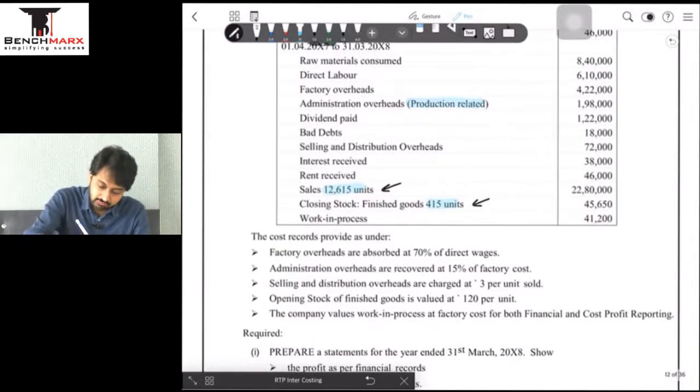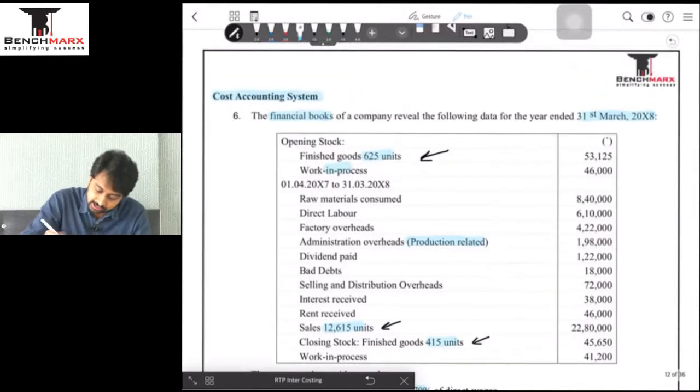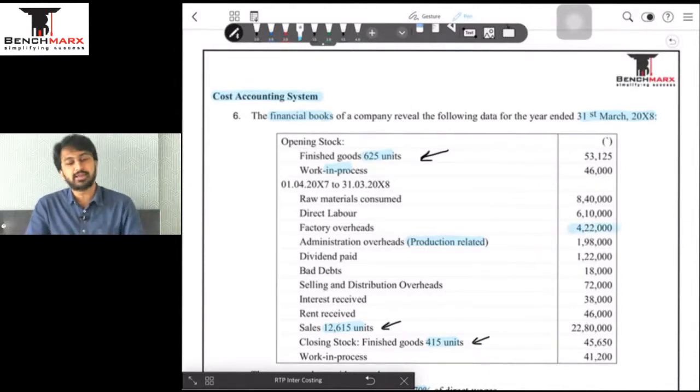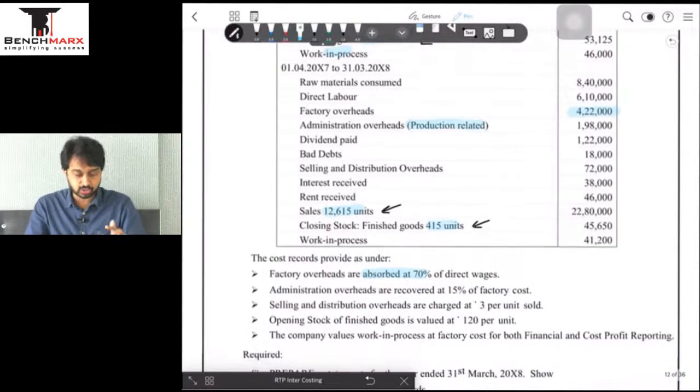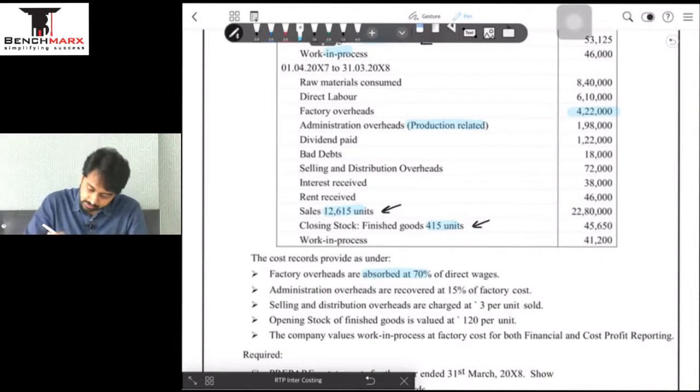The cost records give us the following details. Overheads are absorbed at 70%. As I said, these overheads, factory overheads of 4,22,000, must be actual because it is appearing in the financial records, and 70% of wages is my absorbed overheads. This will come in the cost sheet. Then admin overheads are recovered at 15% of factory cost. ये अपना admin overheads का absorption rate है, will come in the cost sheet.